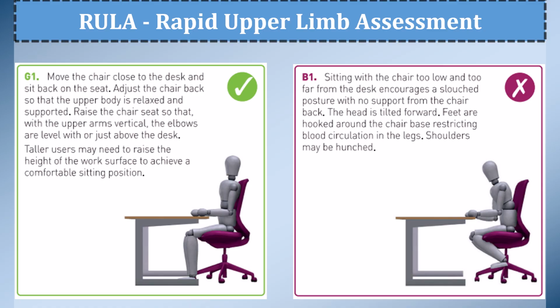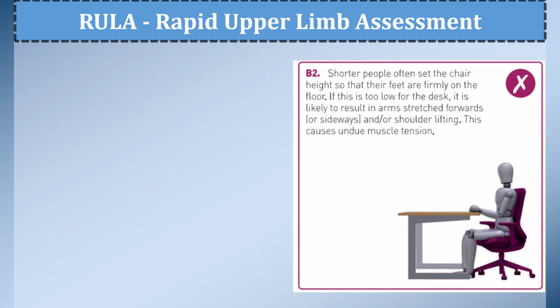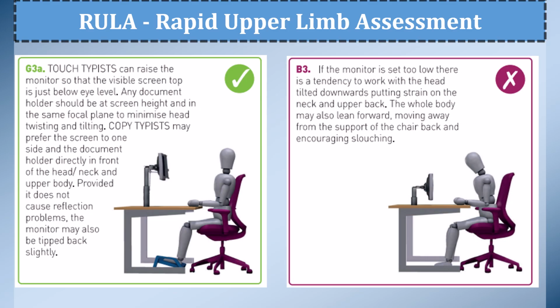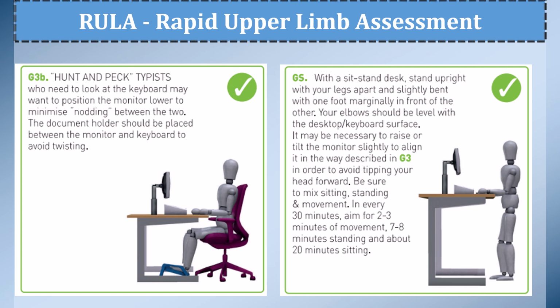This is a sitting position at a very low level, and the next one is the best posture. Again, shorter people often set the chairs right, but if they have a footrest, then it's better for them. And that is a standing position, better than the sitting position, but both positions are better because they have a footrest.